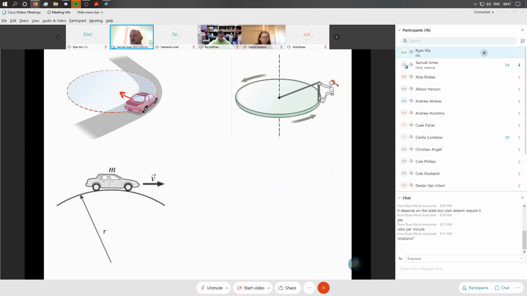Here we have, this one's trickier, but we're going to do some problems like this. Here we have a car going over a hilltop. What direction is the centripetal force? We talked about this before.